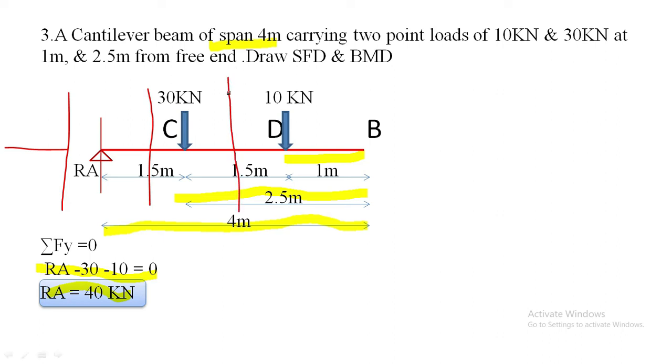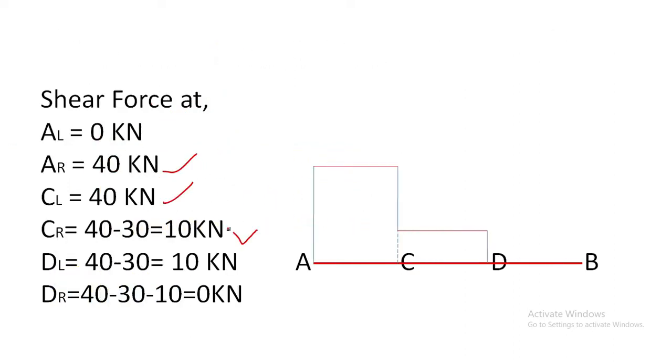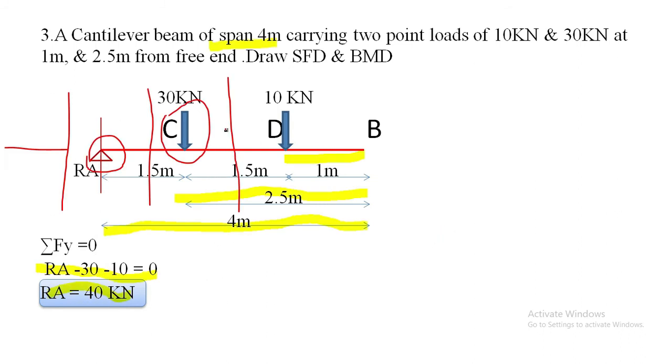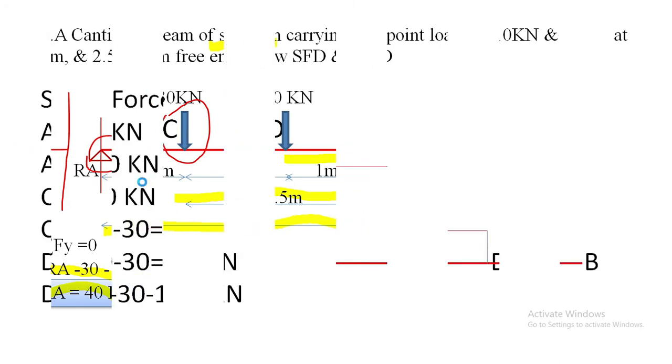Now look left of that section line. While looking left, there is the RA force and the C force. The RA force is going in upward direction, so plus 40. C is going in downward direction, so minus 30. So plus 40 minus 30 is equal to 10 kilonewton. D of left is also the same, plus 40 minus 30 is equal to 10 kilonewton. This section line is considered at the same point. Looking left, there are the same forces RA and C, so consider the same value, and the answer is also the same.